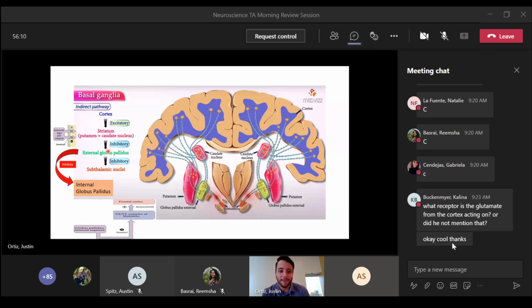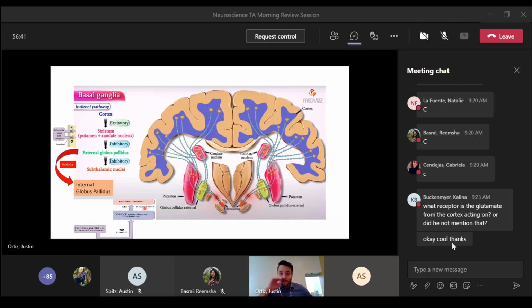Are you following? Since the globus pallidus externus is inhibited, it will not be able to inhibit the globus pallidus internus. And if you remember from the previous slide, if the globus pallidus internus is not inhibited, it's going to lead to inhibition of the thalamus, and then the thalamus is not going to be able to send signals to the cortex, thus leading to inhibition of movement.